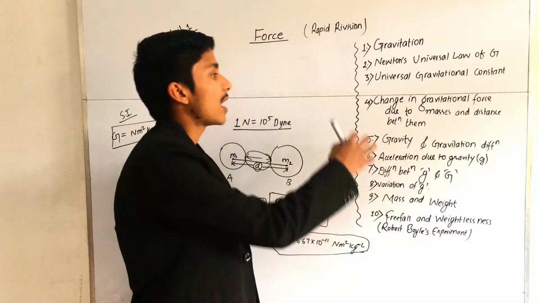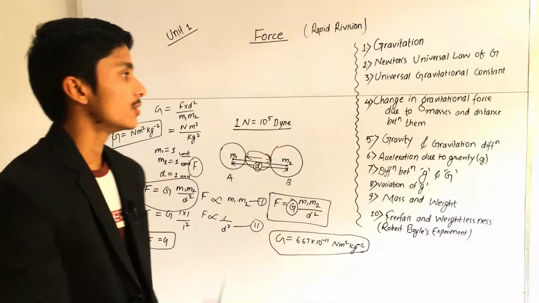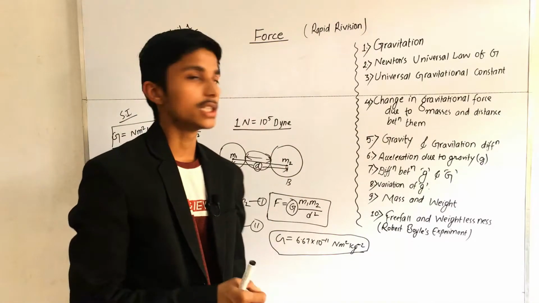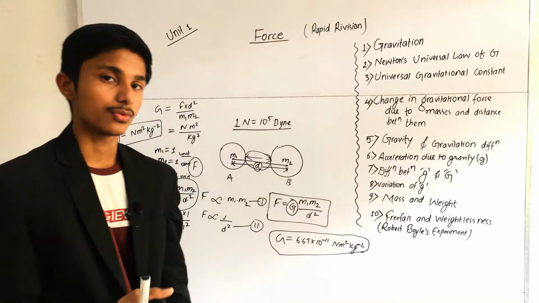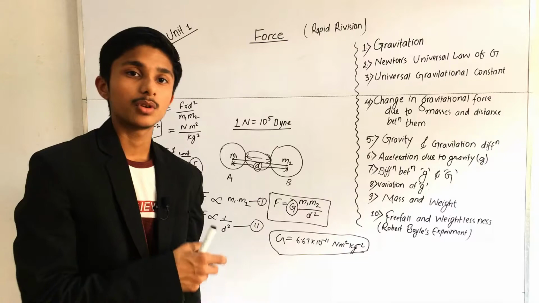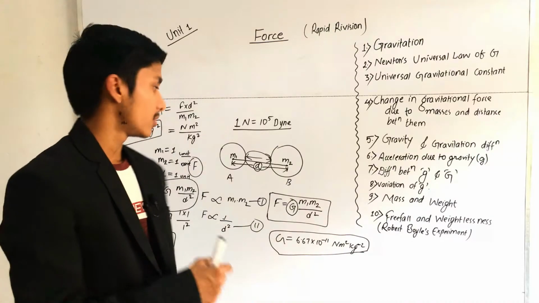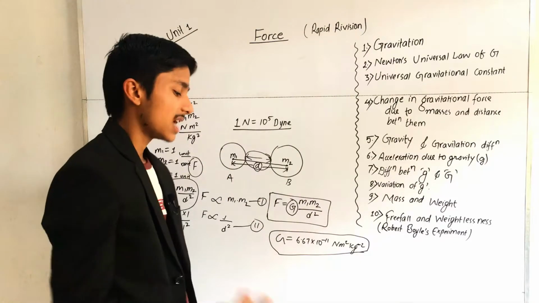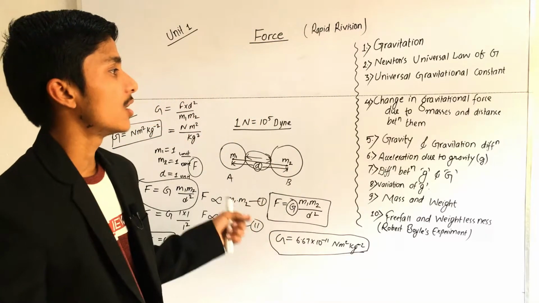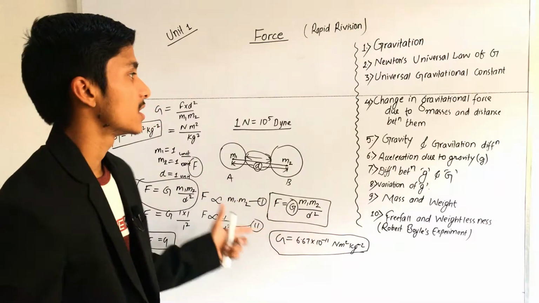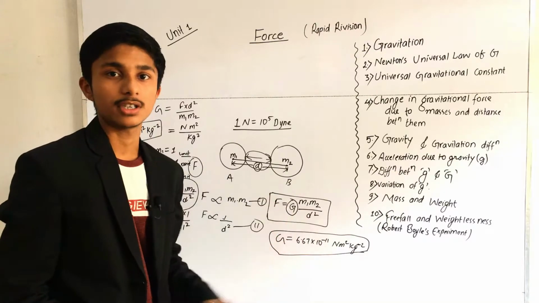Now we go to our next topic, that is change in gravitational force due to masses and distance between them. What will be the change in gravitational force when mass of one body is halved or doubled, and when the distance between them is halved or doubled? When variation in mass or distance takes place, what will be the effect on gravitational force?